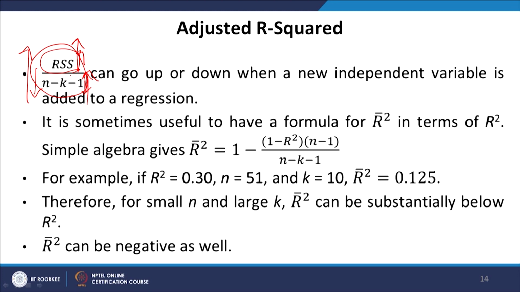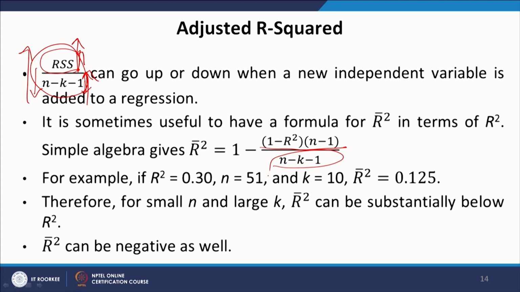It is sometimes useful to have a formula for R bar square in terms of R square. Simple algebra gives R bar square equals 1 minus (1 minus R square) multiplied by (n minus 1) divided by (n minus k minus 1). Now, we take up an example. If R square is 0.3 and we have a sample size of 51, that is n is equal to 51, and k is equal to 10, that is there are 10 independent variables including the constant term, then R bar square can be calculated as 0.125.